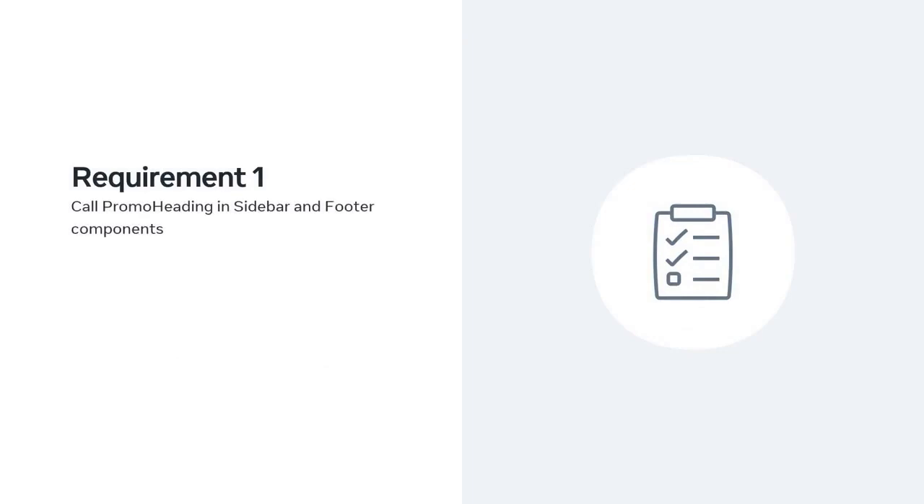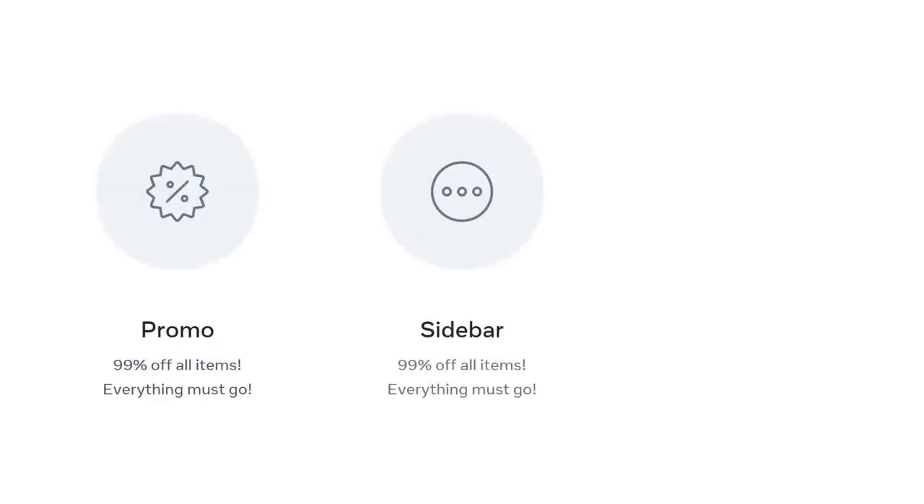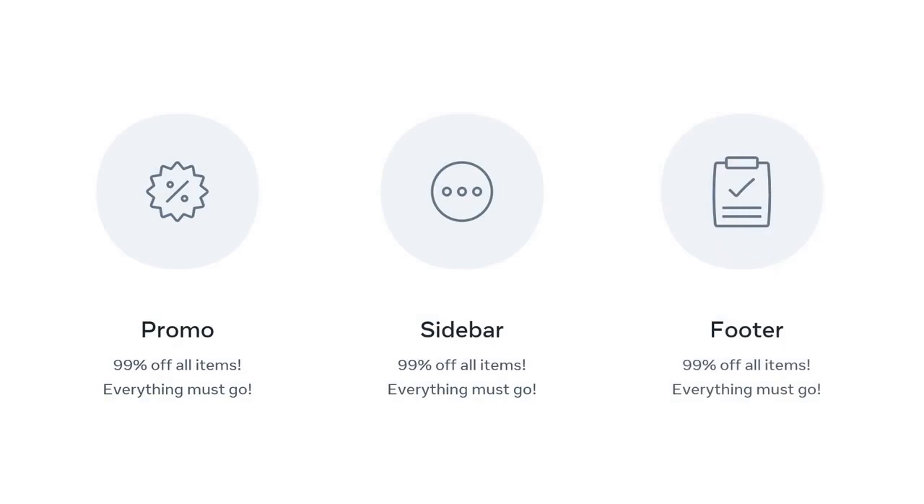This time, your manager asks you to call the PromoHeading component in the Sidebar and Footer component of the web app, in addition to the Promo component. They also want two messages displayed: 99% off all items and everything must go. These new requirements mean that the approach of updating the child component will not work quite as well. Why is that? Well, it means that you now have to update multiple components with the same data.